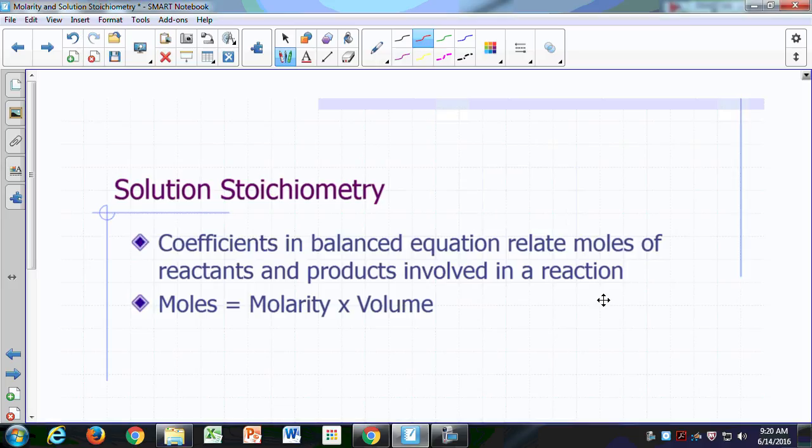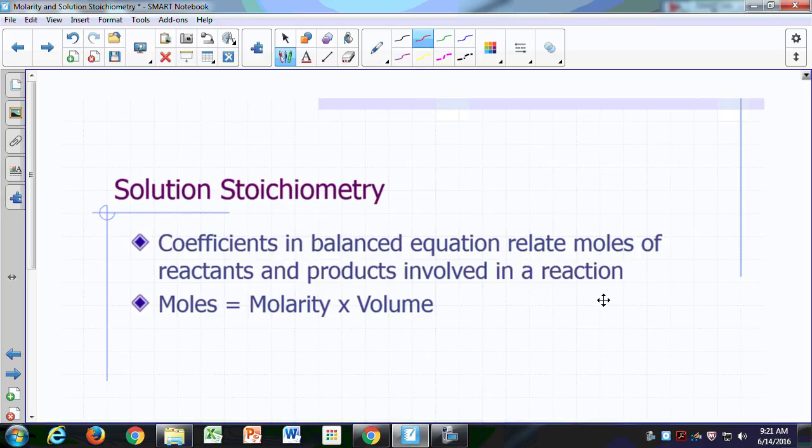You will recall that the coefficients in the balanced equation allow us to relate the moles of reactants and products involved in the reaction. So if we know how to figure out the moles of a particular reactant or product that was involved in a reaction, we can figure out how much of the other reactants and products are also involved.